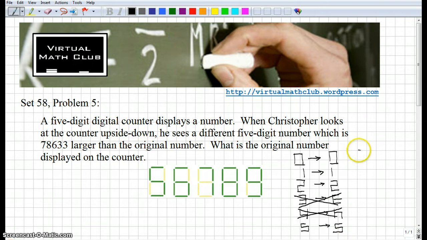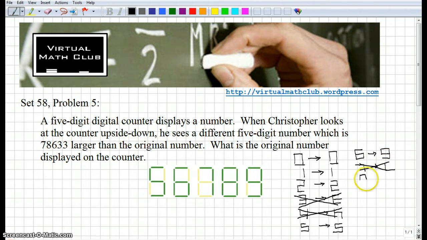Alright, so let's look at the 6. 6 looks like this, and when we turn it upside down, it looks like a 9. And we already talked about the 7. When we turn a 7 upside down, it looks like an L. So we'll eliminate that one. That one can't be in our number.